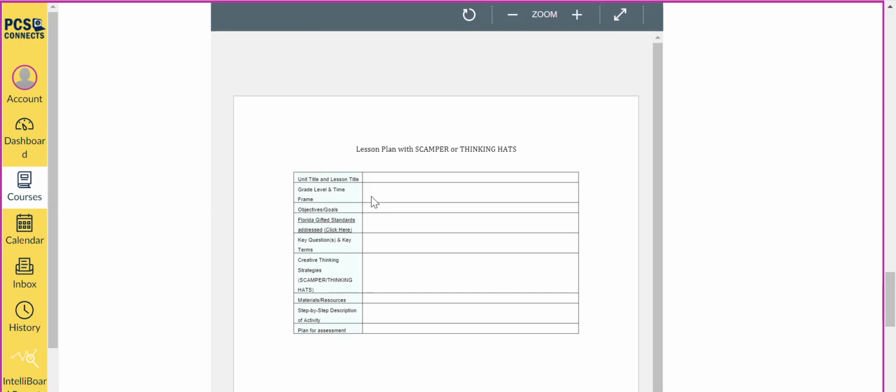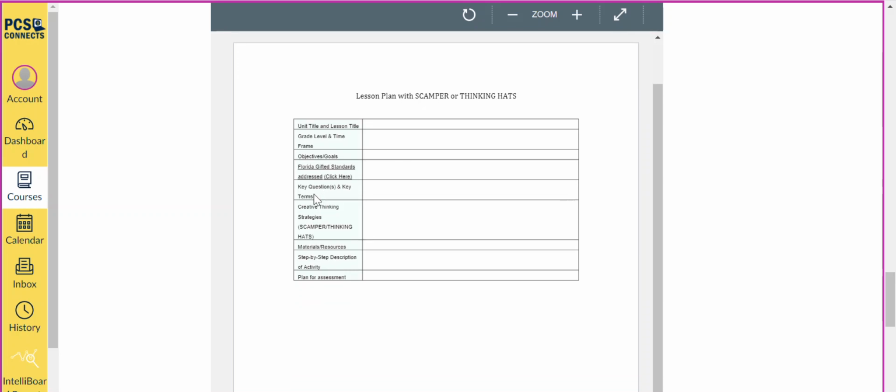What are your objectives and goals? What are the Florida gifted standards? Okay, that's really important. Your objective and your goal might be your state standard, but what gifted standards do you need to look at? Look at that document. Can you find some to go along with your standards?